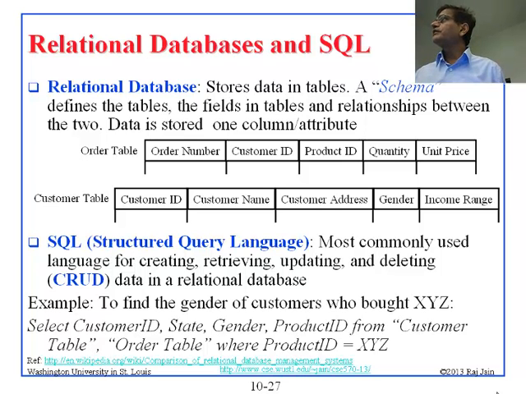For example, if you want to find out the gender of the customers who bought XYZ, what you have to do, you have to select customer ID, state, gender, and product ID from customer table and order table where product ID is XYZ. So first of all, you find all product ID XYZ, then you find all the corresponding customer IDs, then you go here and find their genders. Right? So basically relational databases use relational algebra with things like join, intersection of sets. Basically you have sets here and you join them, intersect them, and find the answer.